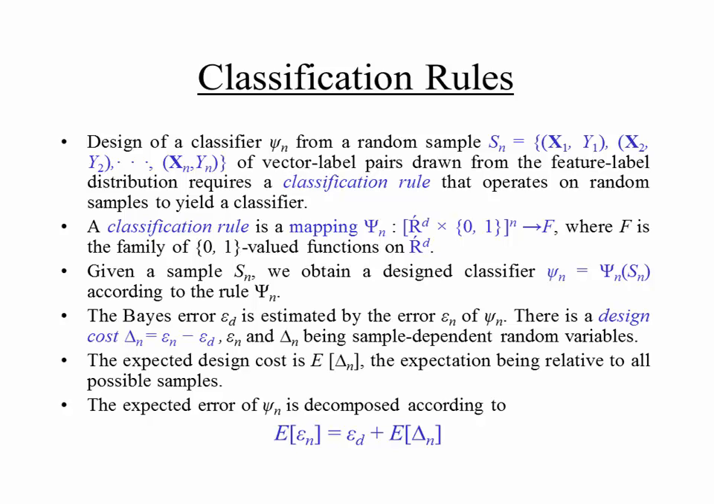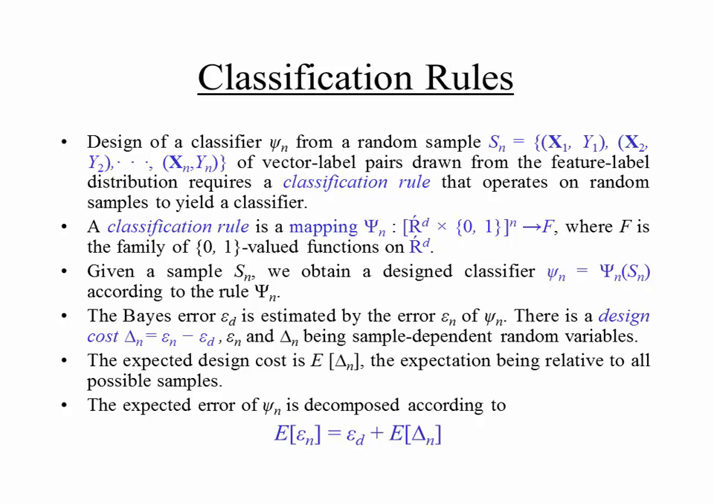Right? So the design of a classifier psi n. The classifier that you're going to get depends on the sample of size n, from a random sample Sn, which has these feature label pairs. So you have the feature vector x1 with the corresponding class label y1, feature vector x2 with the corresponding class label y2, and so on. Right? So you have n of these pairs drawn from the feature label distribution, which requires a classification rule that is going to operate on random samples to yield a classifier. The probability is not given to you, but now you're going to operate on random samples and find the classifier out. So a classification rule is a mapping psi n.